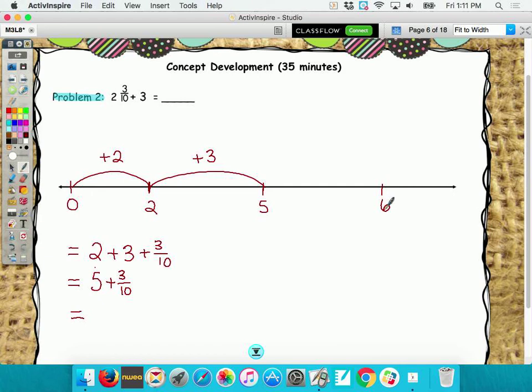So what's my denominator, Lapita? 10. Okay, so that means I need 9 tick marks. I'm going to do 2 groups of 5. That's easier for me.